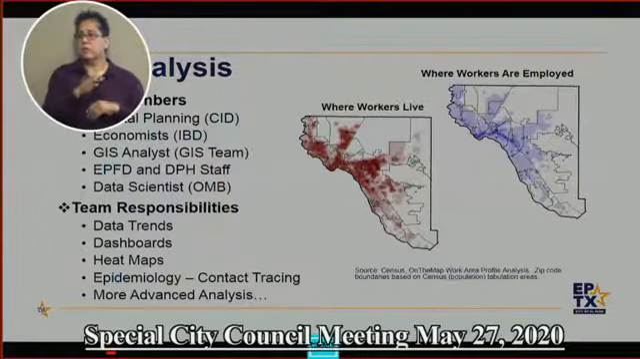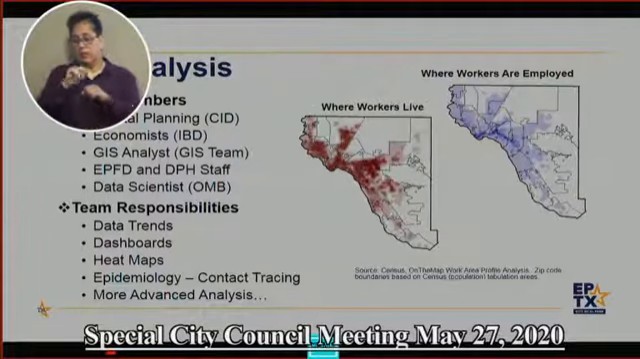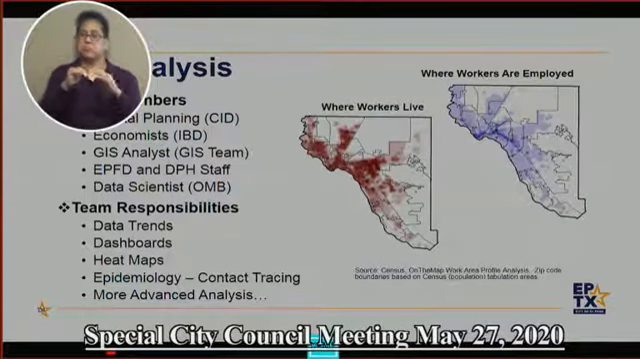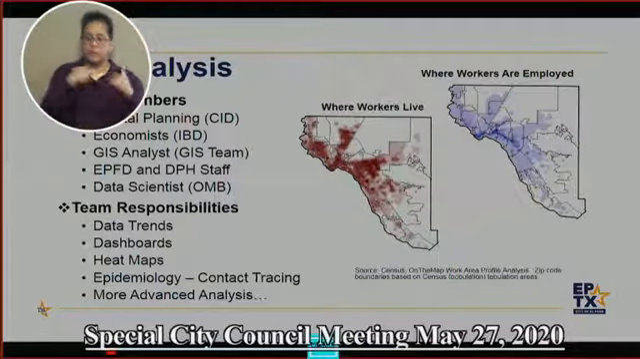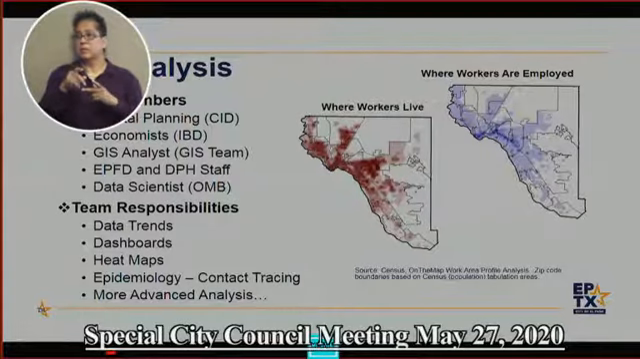So this is all information that we can use in the coming weeks and months as the economy slowly reopens in the state of Texas and we transition from phase to phase locally. So here I'm just giving you a quick review of the team members that are on this group. We have economists, a planner, GIS analyst, and also fire and health department staff, and a data scientist. So it's a pretty diverse group of folks.